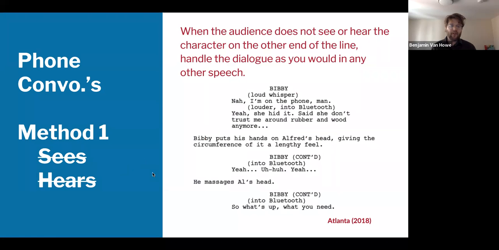So, something to keep in mind with phone conversation. If an audience can't see the other person on the phone or hear the other person on the phone, then we would just handle it like any other dialogue. So we just hear one side of the conversation, as in this example from Atlanta. We would only hear Bibby talking. We would know they're speaking into the phone, but we'd only hear their dialogue.